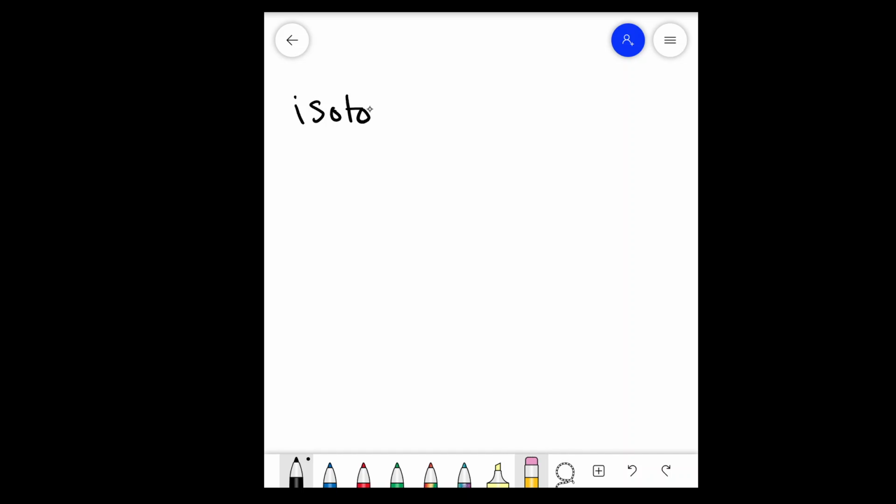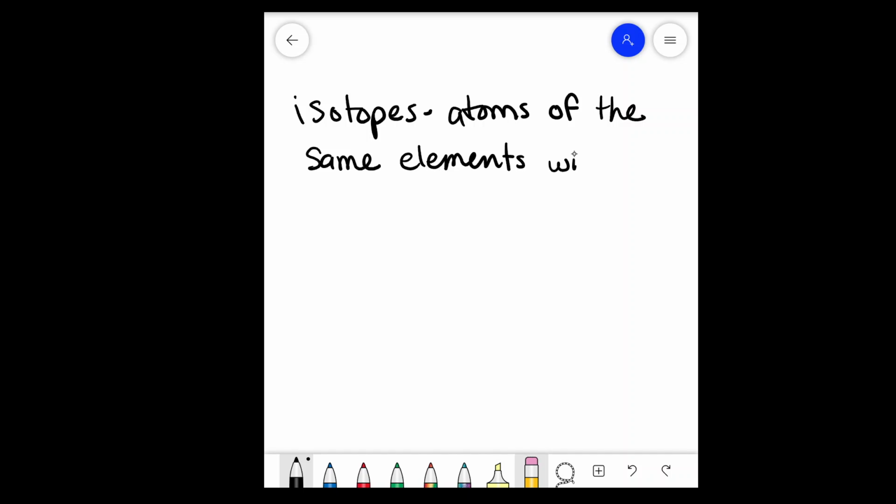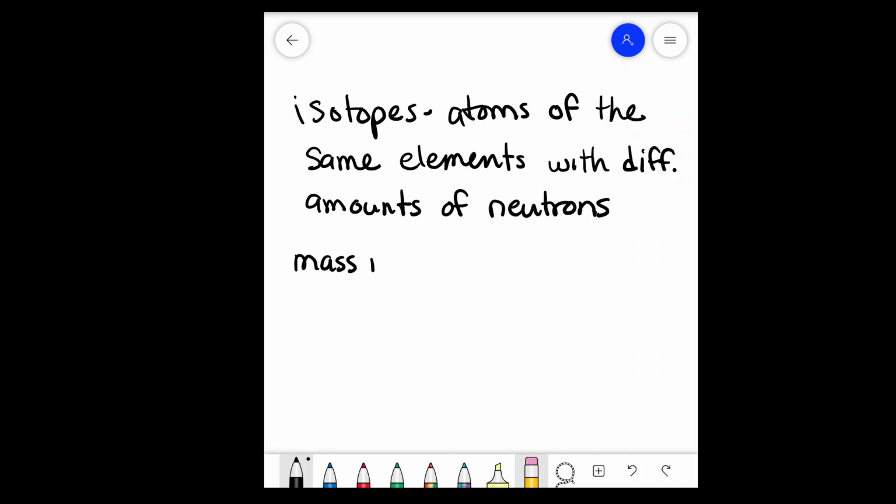So isotopes are the atoms of the same elements with different numbers of neutrons, which gives them different mass numbers, because mass number is equal to the number of protons plus the number of neutrons. And so it's basically as simple as that.